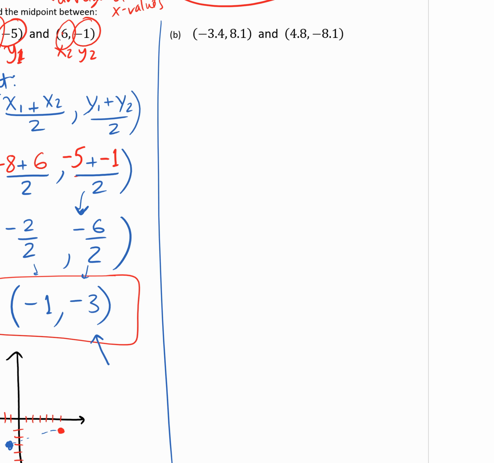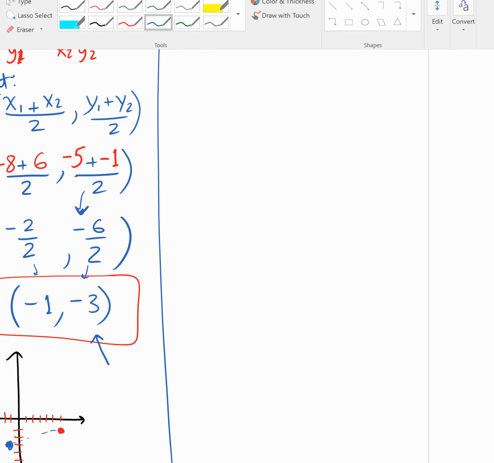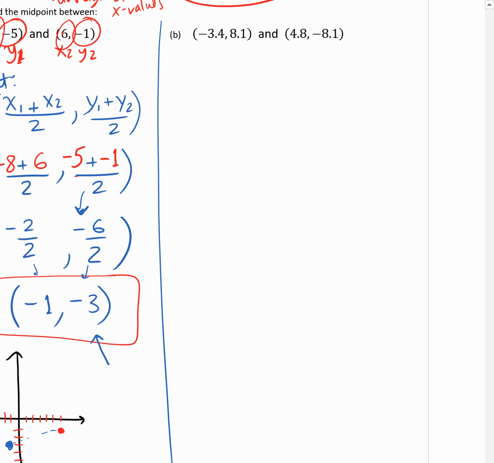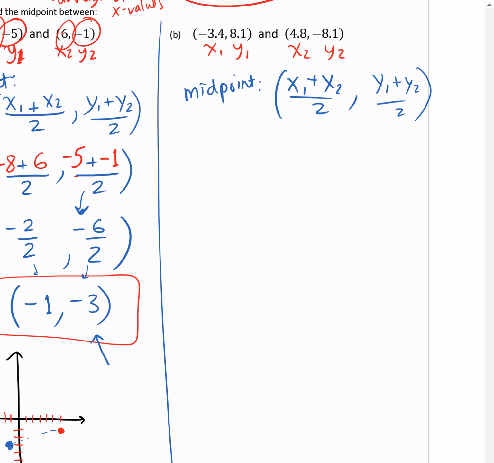It looks kind of scary because there are decimals, but don't worry, not too scary. Probably what we should do first is label these. This is x1 and y1. This is x2 and y2. Okay, so we know the midpoint formula. The x value is x1 plus x2 over 2. The y value is y1 plus y2 over 2. All right, and if I replace everything I know, it should be just a matter of simplifying from there.